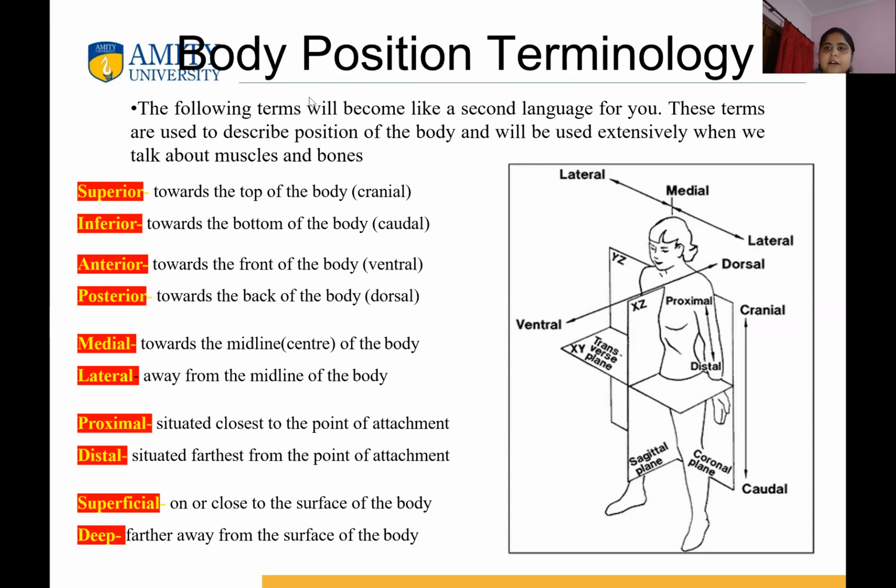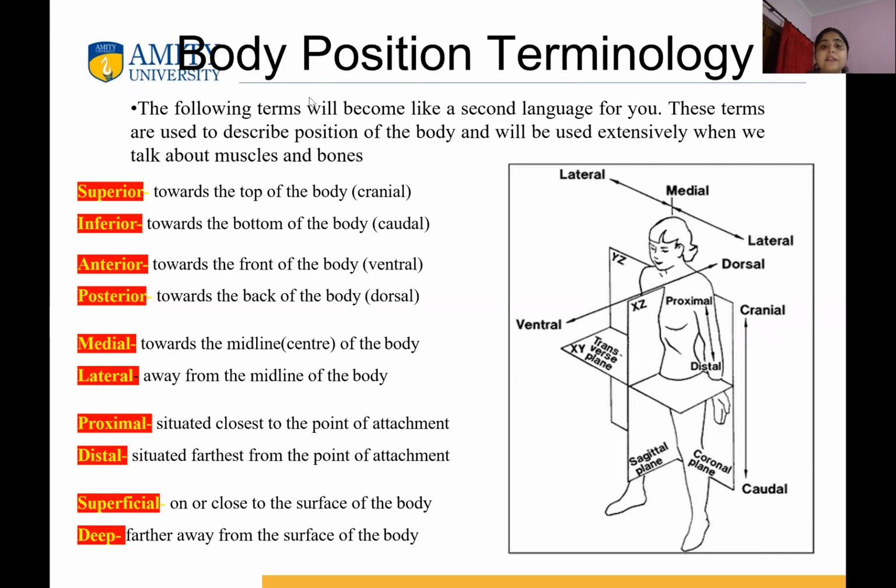Second is the inferior, that is towards the bottom of the body. We also call it caudal. Third is the anterior, towards the front of the body. We also call it ventral. Posterior, towards the back of the body. We also call it dorsal. Medial, towards the midline, center of the body. Lateral, away from the midline of the body.